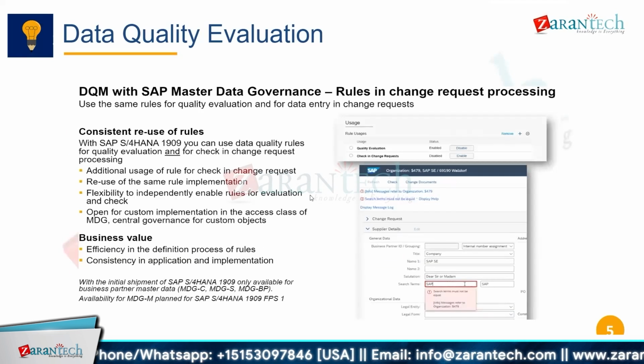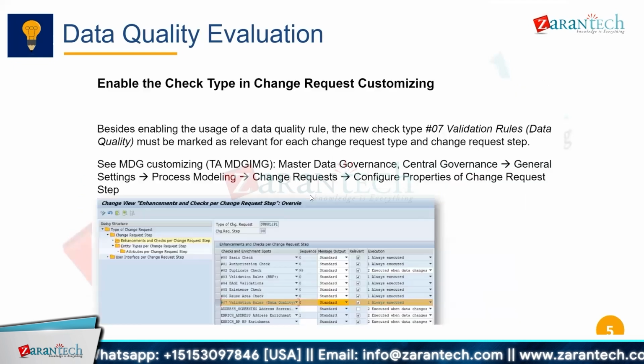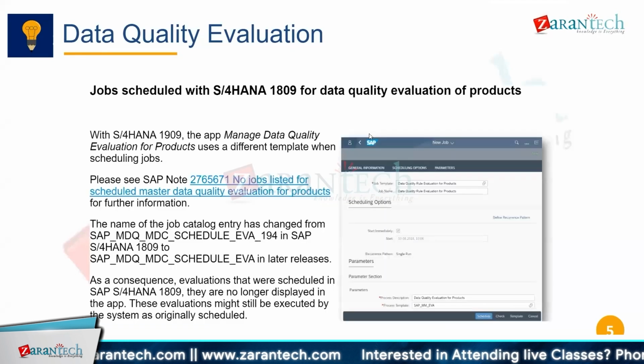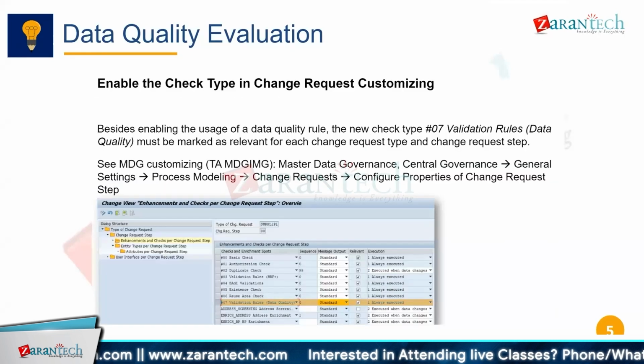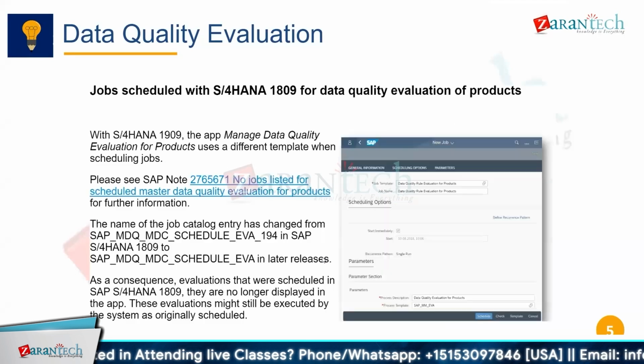Users can also create this rule and use it. If they don't have hands-on experience, then we can create the rules and give them to them for usage. So this is the remaining: enable check, type, change request type functionality, evaluation, etc. This is a basic configuration from MDG Master Data Governance and Process Model, change request and configure properties of change request, only when you work with the change request. Okay, so I think the DQM is done.